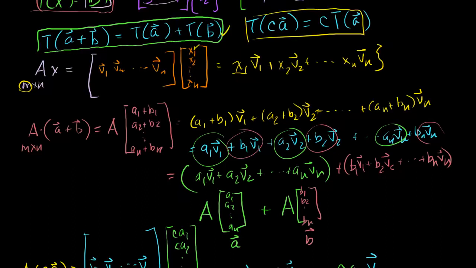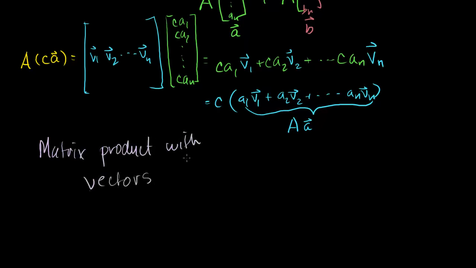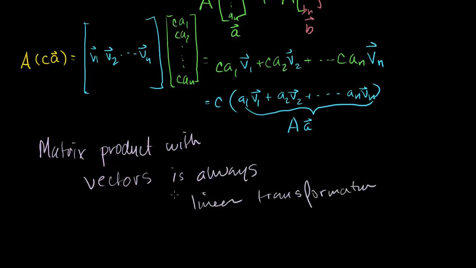So the big takeaway right here, and this is an important takeaway, is that matrix multiplication, or matrix products with vectors, is always a linear transformation. And just as a bit of a side note, in the next video, I'm going to show you that any linear transformation, this is incredibly powerful, can be represented by a matrix product. Any transformation on any vector can be equivalently written as a product of that vector with a matrix.